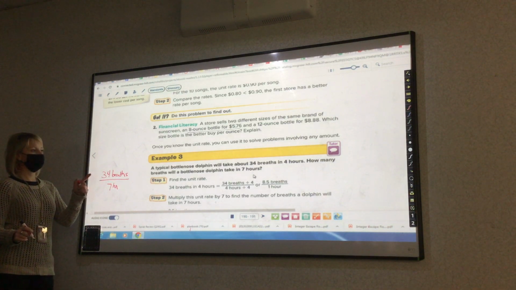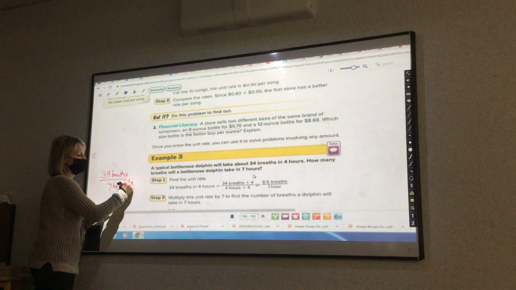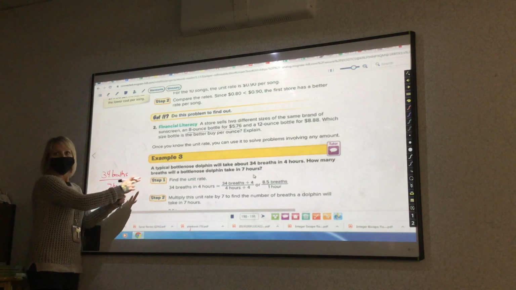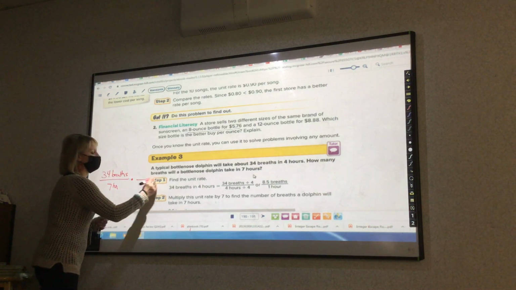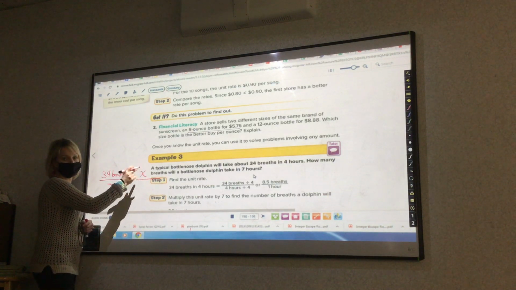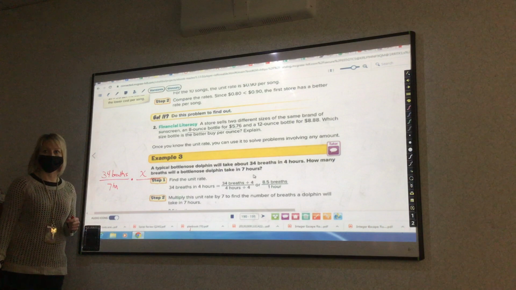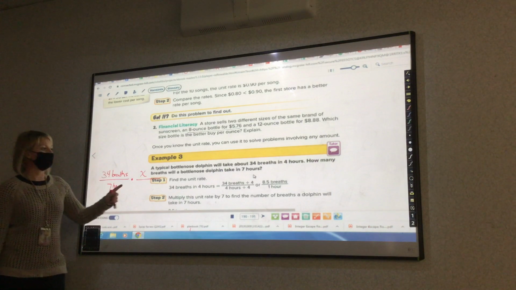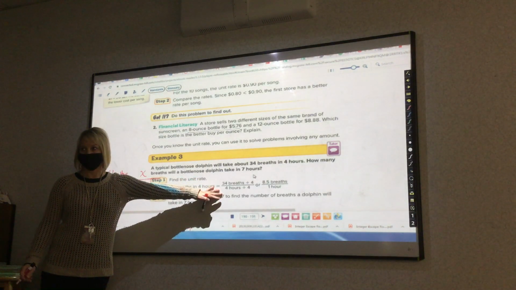How many breaths will be, okay, I want to know how many breaths. In this unit rate, to compare the unit rate, you need to put breaths on top. I don't know that, so that's going to be an X. Do you guys understand that? And I'm doing it different than what they've given you, okay?